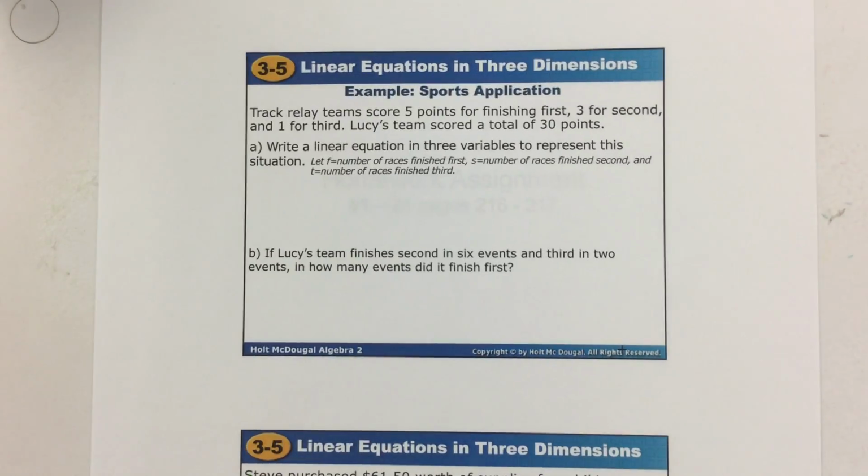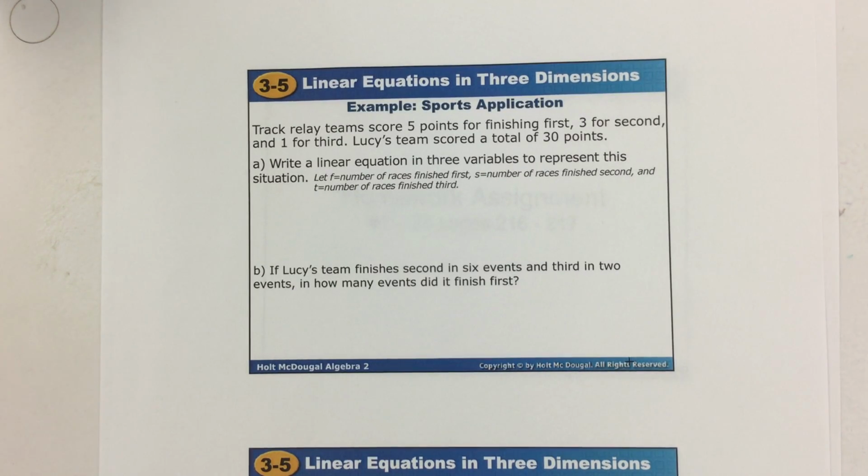Let's keep on going. Oh, yes, story problems. Okay, so if you have 3 variables, you can solve even cooler story problems. So let's check this out. Those of you who are in track, we can figure out some relay scores. Track relay teams score 5 points if they have a first place finish, 3 points for a second place finish, and 1 point for a third place finish.